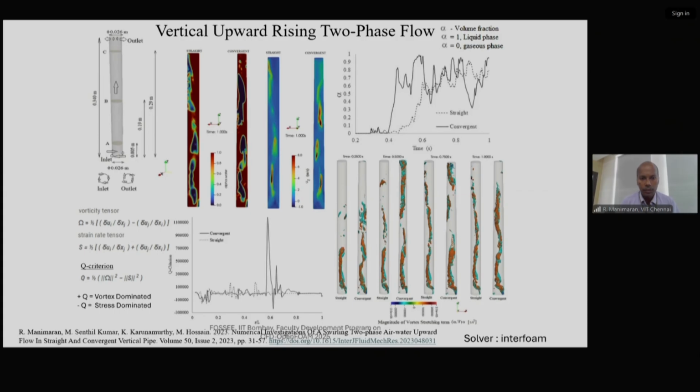We can see that the bubble is getting collapsed easily with the help of slight convergence at the exit on the top. We could also find out the volume fraction with respect to time. We tracked it and found the same.